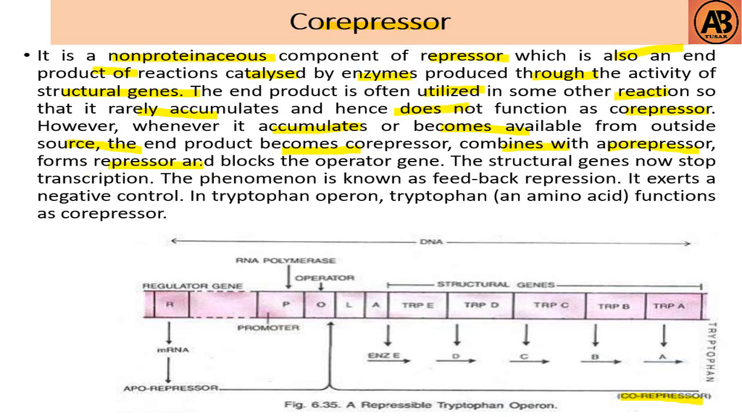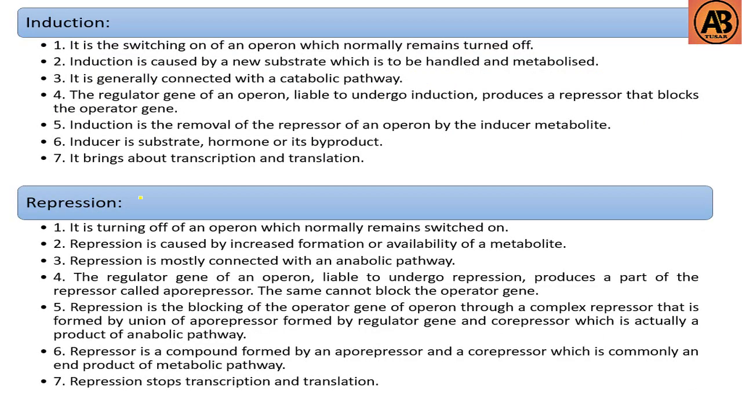It forms the repressor and blocks the operator gene. Structural genes now stop transcription. The phenomenon is known as feedback repression. It exerts negative control in the tryptophan operon. The amino acid tryptophan functions as a co-repressor. So this is all about the repressor operon system. Now we are going to learn about the differences between induction and repression.